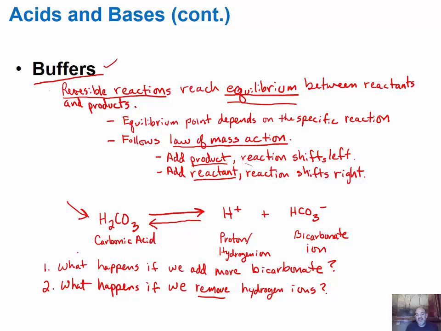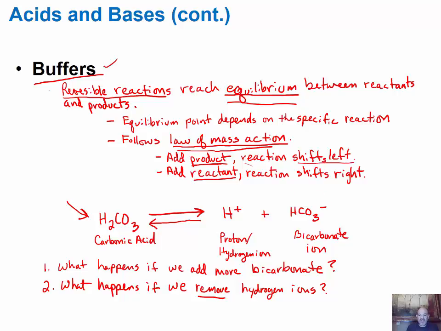So I ask now the question, we try to apply this law of mass action that I talked about above. And it says that if we add reactant, the reaction will shift to the right. Or if we add product, the reaction will shift to the left. So here's a question based on that. It says, what happens if we add more bicarbonate? Well, bicarbonate is a product. It's on the right side. If I add more of that, going back up here, it says if we add more product, it's going to shift to the left.